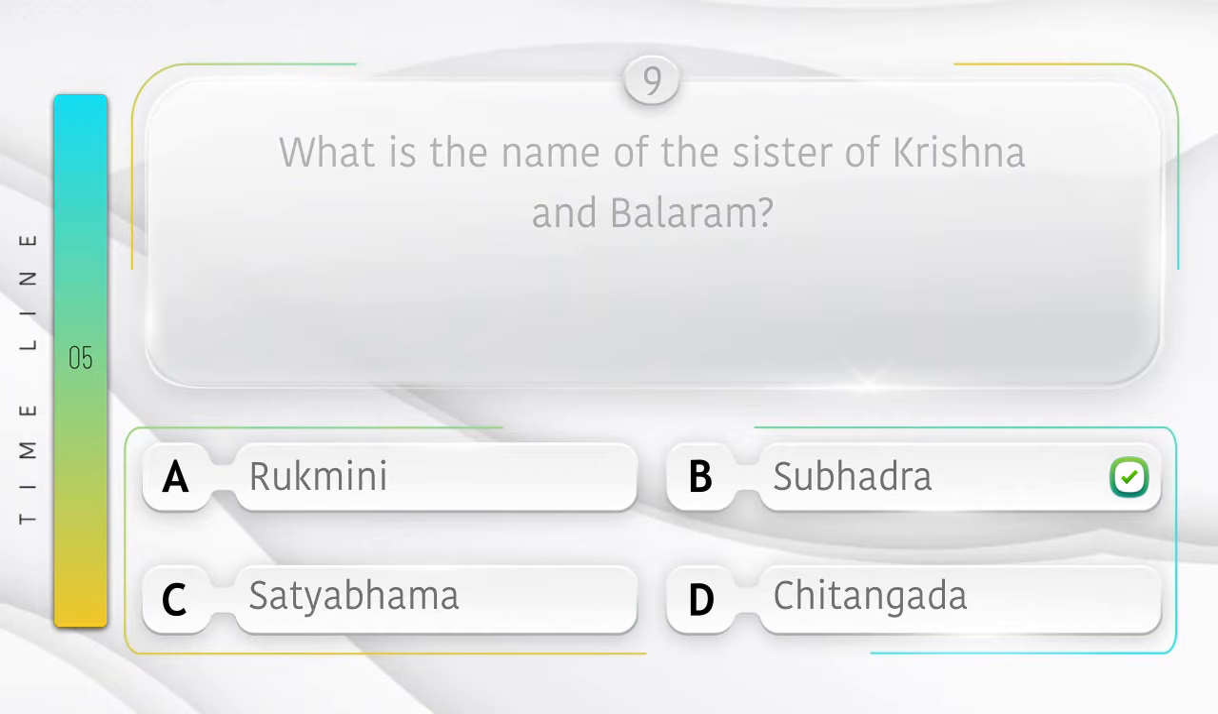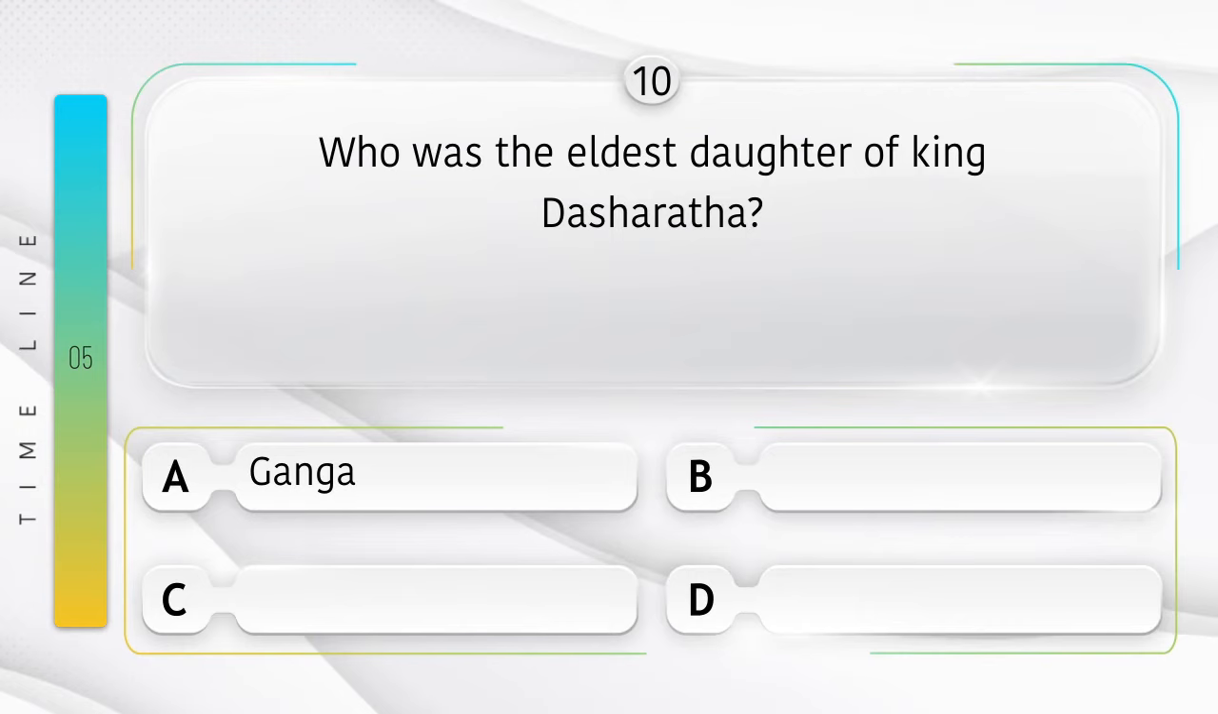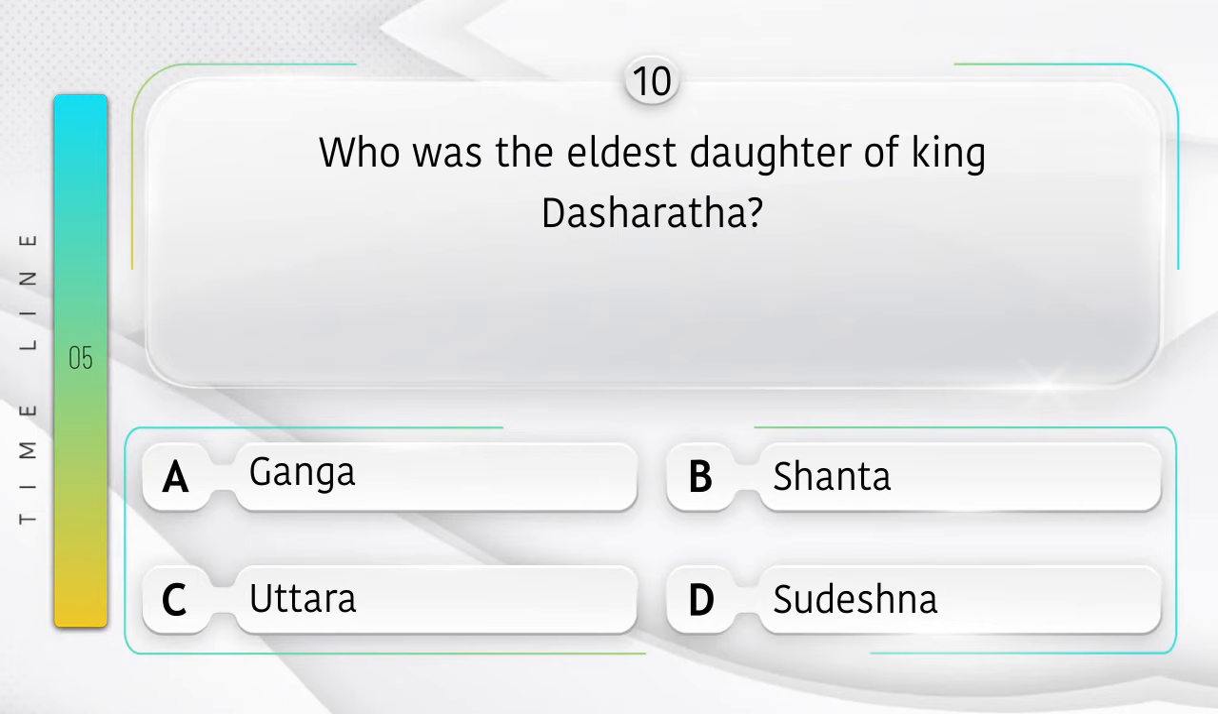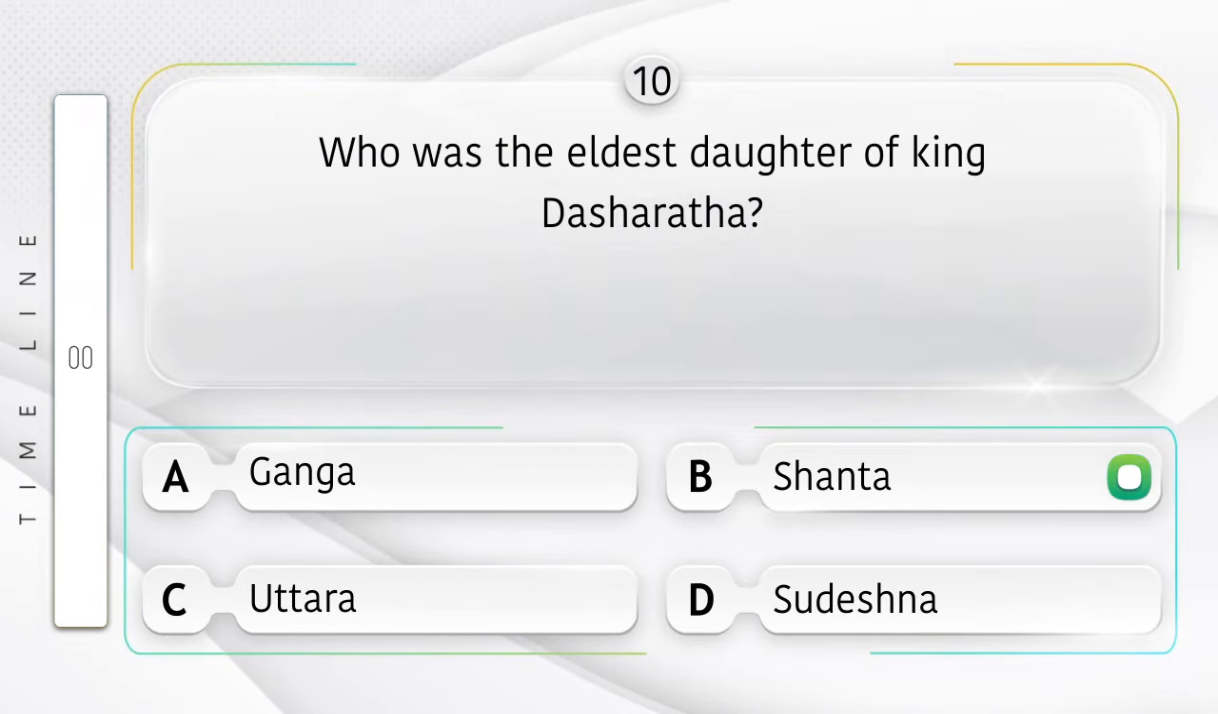Who was the eldest daughter of King Dashrath? Option A. Ganga, B. Shanta, C. Uttara, D. Sudeshna. Answer is option B. Shanta.